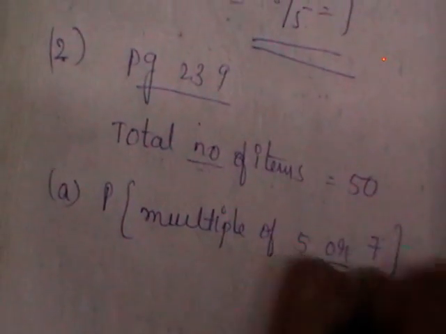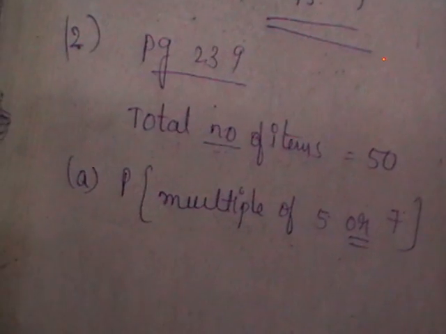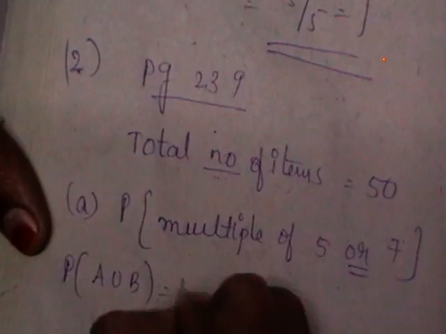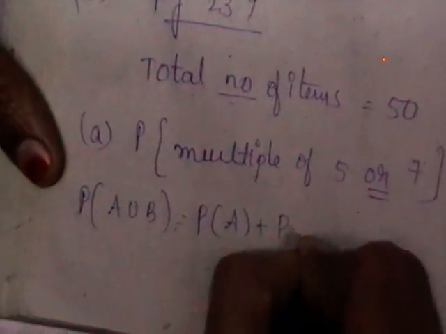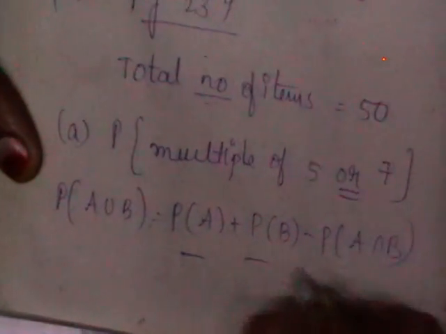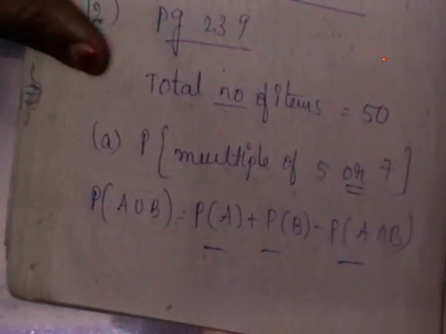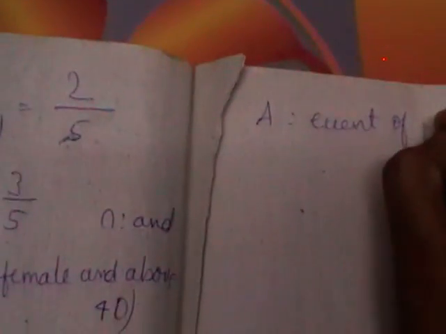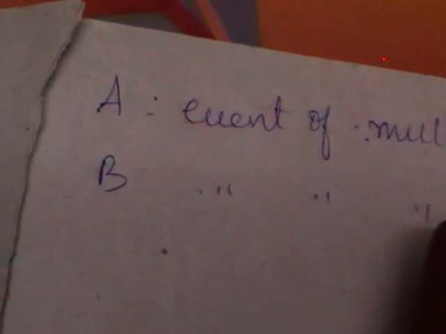As I said to you, whenever you have the word "or", you should go for the addition theorem. That means you should make use of the statement of the addition theorem. P of A union B is equal to P of A plus P of B minus P of A intersection B. You need to calculate the individual probabilities. It is the probability of selecting a multiple of 5 or 7. Let A be the event indicating it's a multiple of 5. B is the event that it is a multiple of 7.